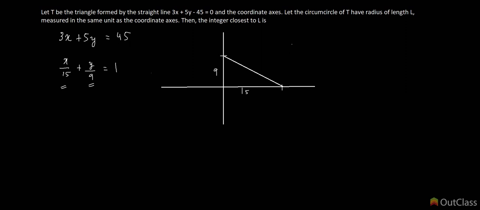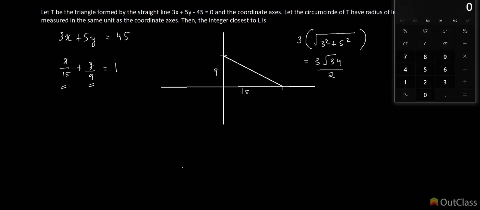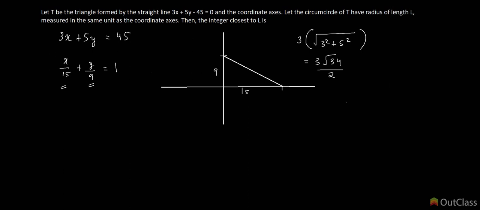So that's basically, I'm just going to take the 3 outside. It's going to be root of 3 square plus 5 square, that is 3 root 34. This is the diameter and we need to divide this by 2. So let's take the calculator. Root 34 is 5.83, into 3 by 2, 1.5, will give you 8.74. So the radius is approximately 8.74 and the closest integer, the answer, is 9.